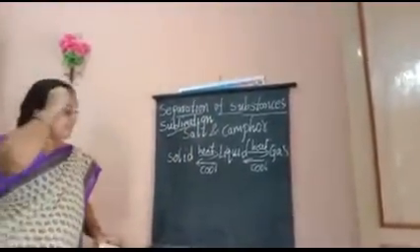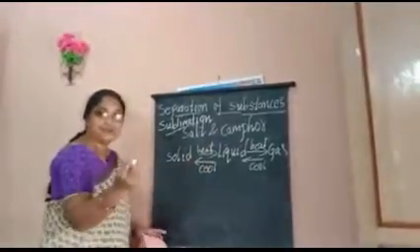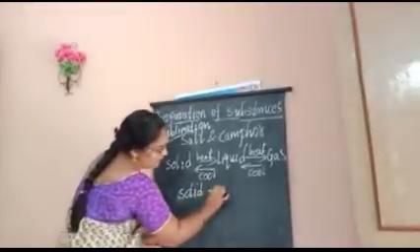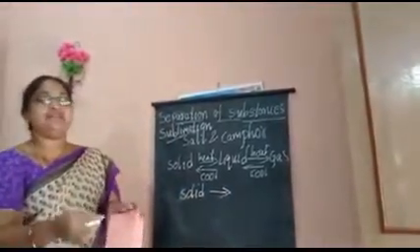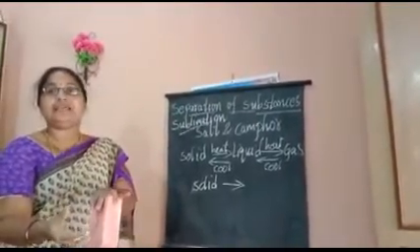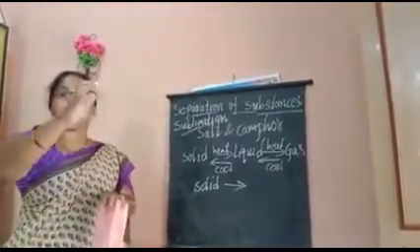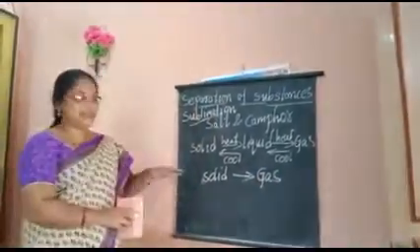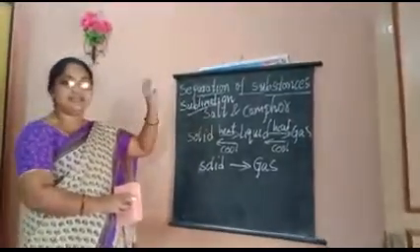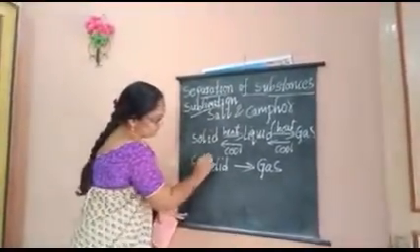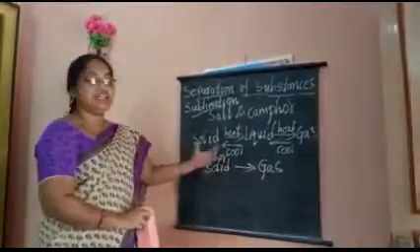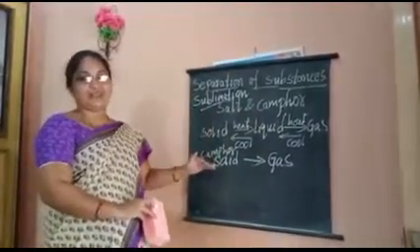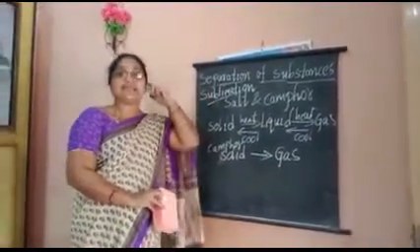Sublimation. See, camphor is there. Karpuram, you know, camphor is a solid substance. On heating, if you burn the camphor, it will not turn into the liquid state. It turns directly into the gaseous state, without converting into the liquid state. That process is called sublimation.